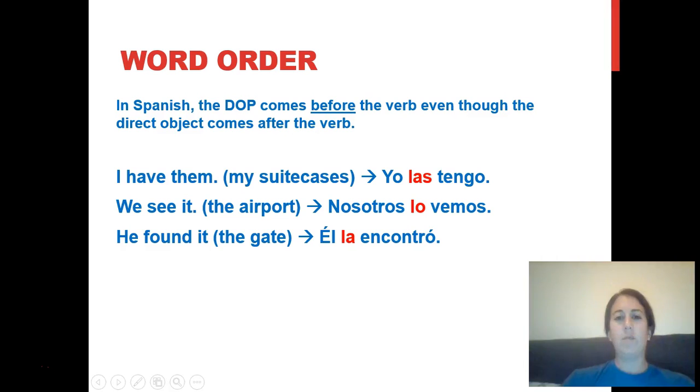He found it, and we're talking about the gate. How do we say gate in Spanish? La puerta, so it's feminine. Él la encontró.